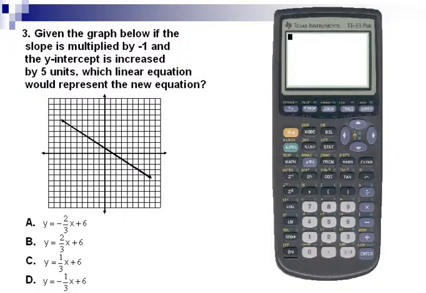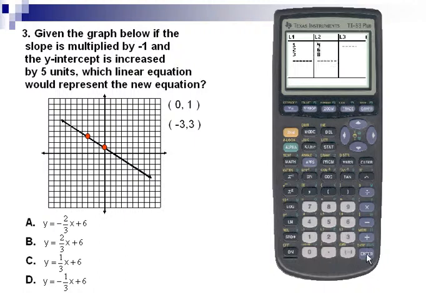We're going to select 2 points on the line. The first point we will select is 0, 1. The second point is negative 3, 3. We will now do a linear regression to get the equation of the given line.